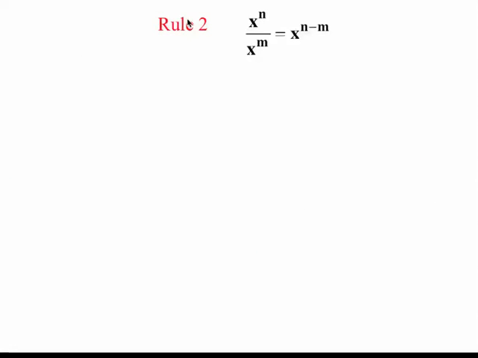Okay, so rule number 2 is when you have x to the n divided by x to the m, subtract the exponents, and put your answer where the largest exponent was. Okay, so if the larger one's on the top, just leave your answer on the top.